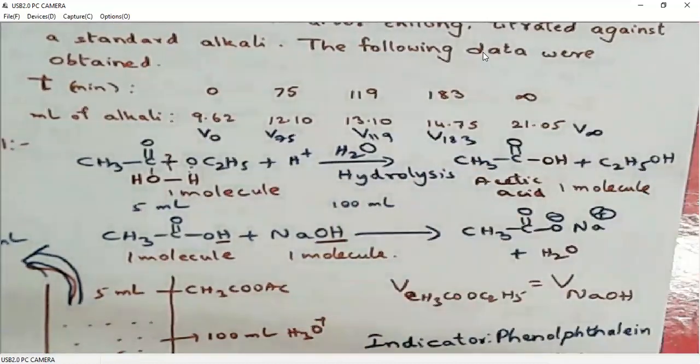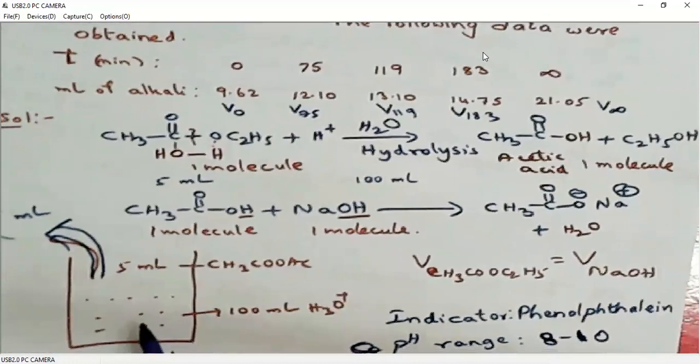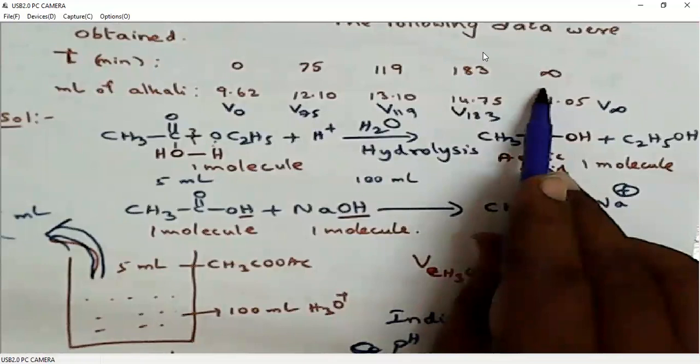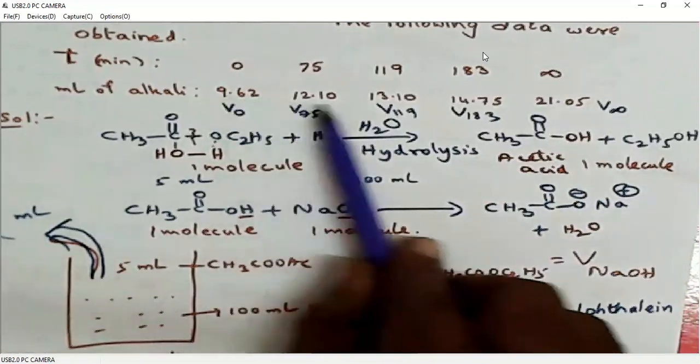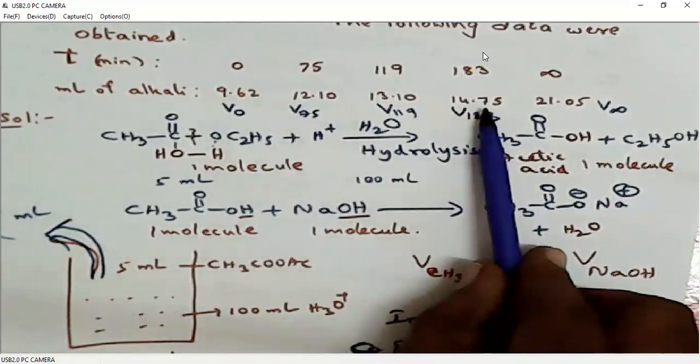How do we get V infinity? Generally, this reaction is done at constant temperature. To obtain the infinity value, we will heat this reaction. Under thermal conditions, the hydrolysis is a fast reaction, so within 10 minutes all the hydrolysis will be completed. So for the data points, we will do the reaction at a constant temperature.